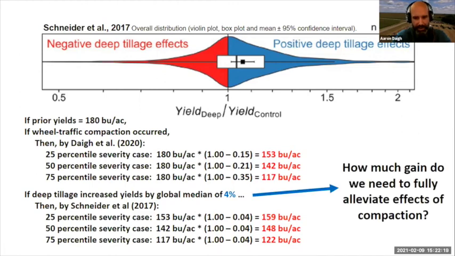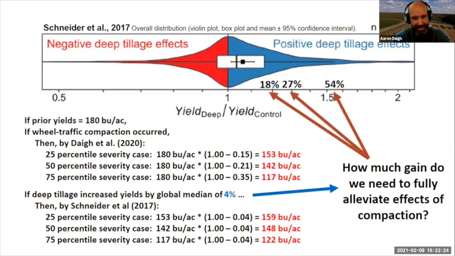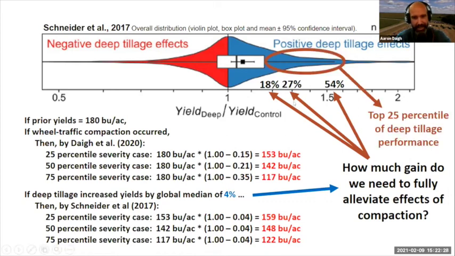So how much do we really need to fully alleviate those effects? What do we need that 4% to get up to? We actually need it up around that 18 to 54%. We need to be up in the top 25 percentile performance of deep ripping out there. And I'll just tell you that everyone thinks that they're in the top 25 percentile of ripping at least. And for every one person that's right, three people are unfortunately going to be disappointed.